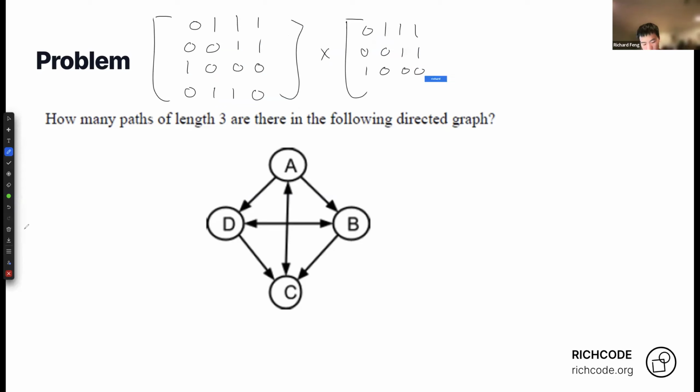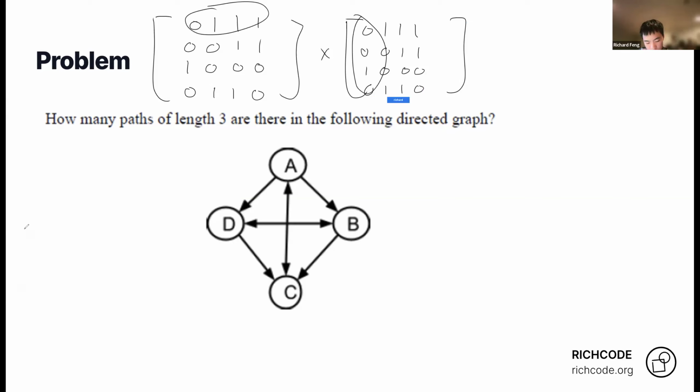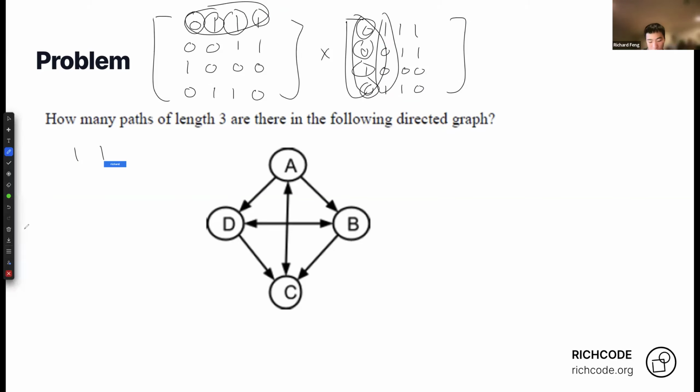So going down like this, we have 0 times 0, 1 times 0, 1 times 1, 1 times 0. Out of the sum of all those products, we have 1. And then let's move on to the next column. This is going to give us 1 as well. In the third column, 0 times 1, 1 times 1, 1 times 0, 1 times 1. So we have 2.